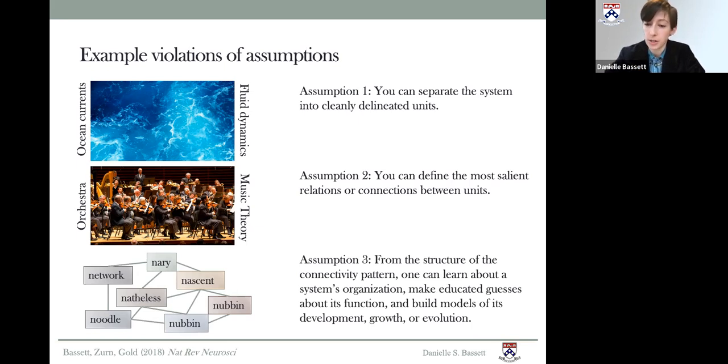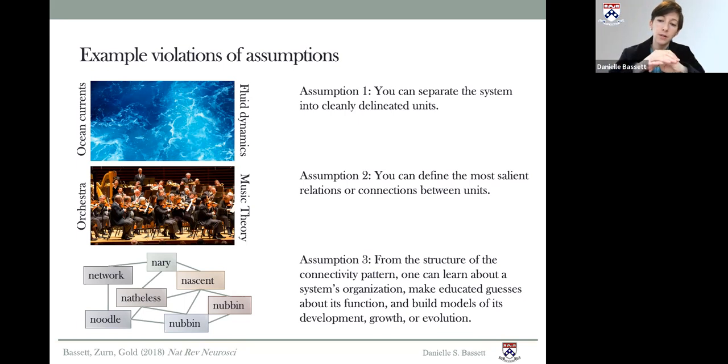So this one was, from the structure of the connectivity pattern, one can learn about a system's organization, make educated guesses about its function, and build models of its development, growth, or evolution. And here, I want to focus your attention on the bottom left-hand side of this slide, where I have a bunch of words. Words in language are wonderful discrete objects. We know when the beginning of a word happens, we know when a word ends, and a new word begins. Each word is a discrete object. There aren't half words lying around in our sentences, well, usually. So in language, there are discrete elements, so we're okay on assumption 1.